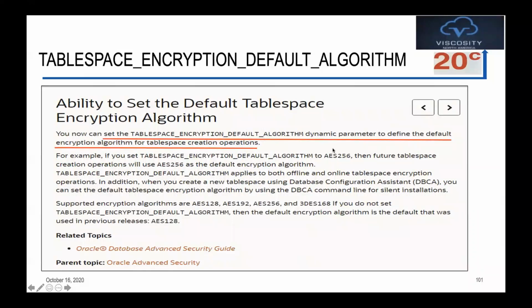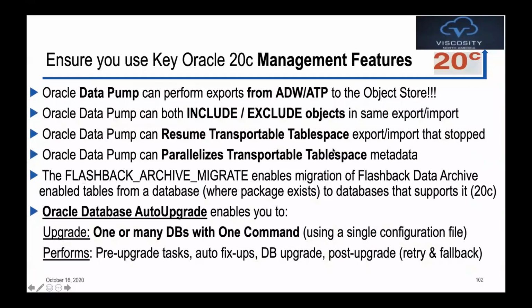There's also a tablespace encryption default algorithm, and you can see the different encryption algorithms there, 128, 192, 256. I think it's pretty much the standard, Advanced Encryption Standard. You can also use certain management functions like use Data Pump to bring things into ADW-ATP, which is Autonomous Data Warehouse, Autonomous Transaction Processing. You can also include, exclude things, and some of the other ones that are there. But one of the best features is Oracle Database AutoUpgrade, which makes things just much easier to upgrade.